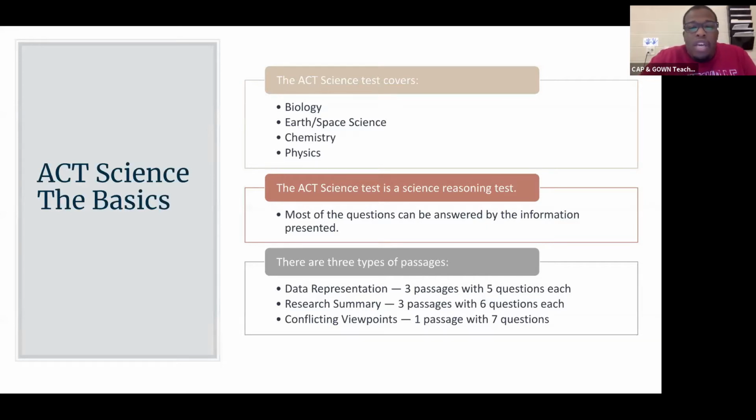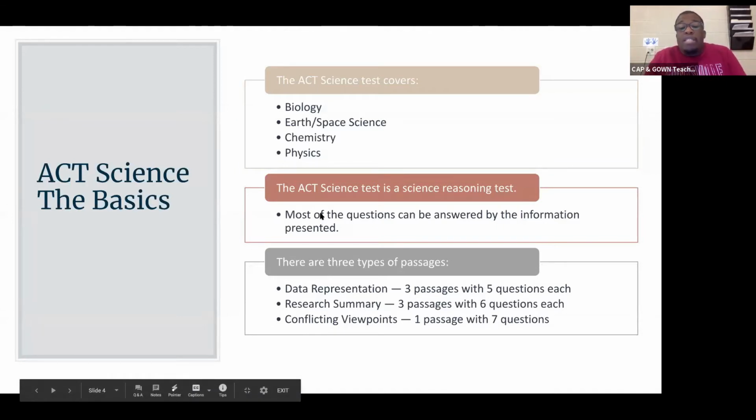The other thing to keep in mind is there is some pre-existing knowledge that you do need to know in biology, earth and space science, chemistry, physics, etc. But again, most of the answers you're going to find within the passage. So even if science was not your greatest subject, if you read well and understand passages well, you're still going to be fine.